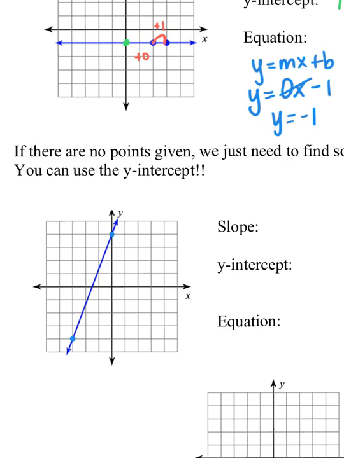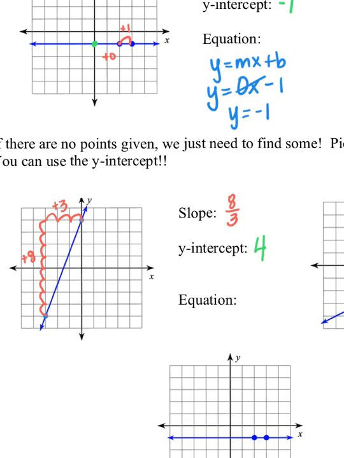My y-intercept is 4. Let's change our color, keep it consistent. So our y-intercept is 4. And again, I like to start at that bottom point and go up first from here. So it goes up 1, 2, 3, 4, 5, 6, 7, 8, up 8, over 1, 2, 3. So my slope then is 8 over 3.